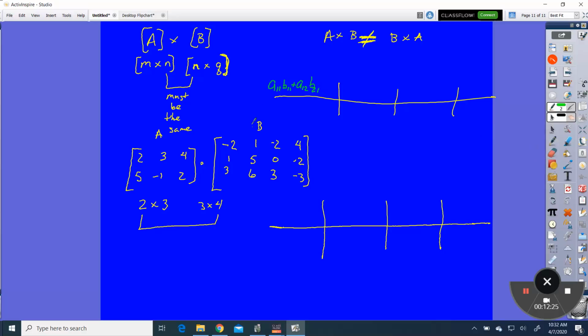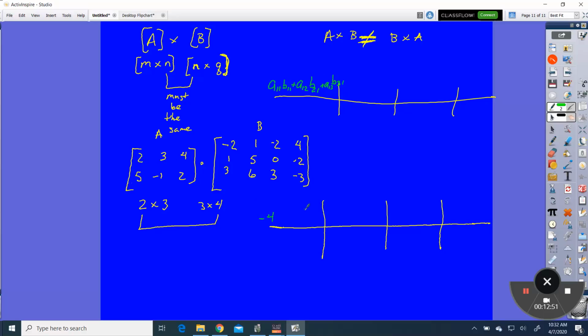So matrices are multiplied row to column. So now this 4 is in the third spot, so that's going to be A13 to this 3, which is B31. Okay, so I multiply those, and then I add them. So here's what it looks like. I'm going to go 2 times -2 is -4. So that's the first row.